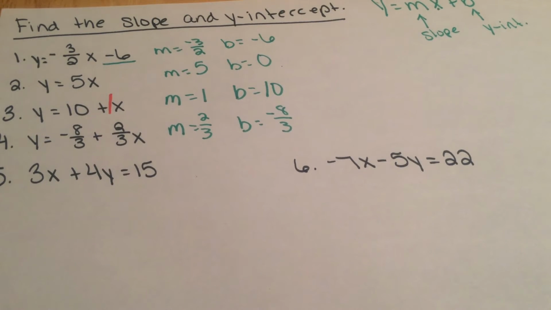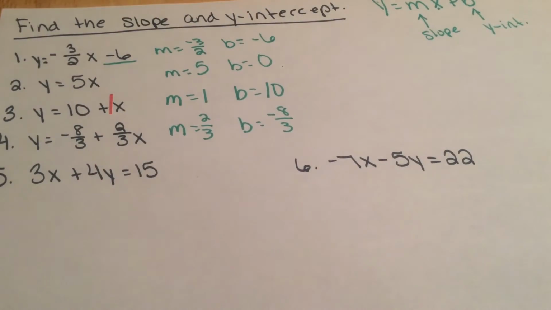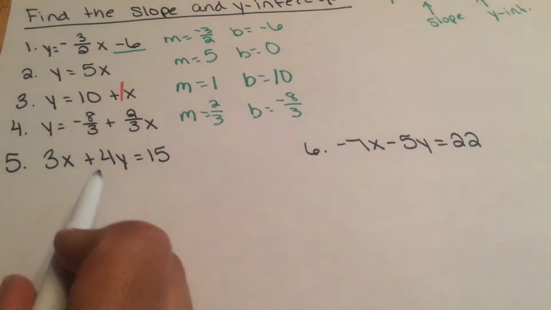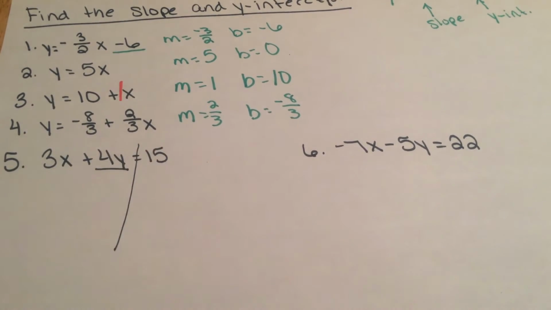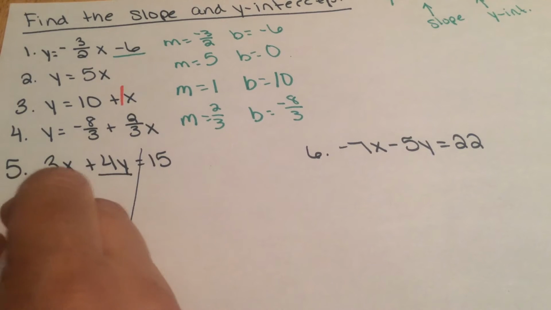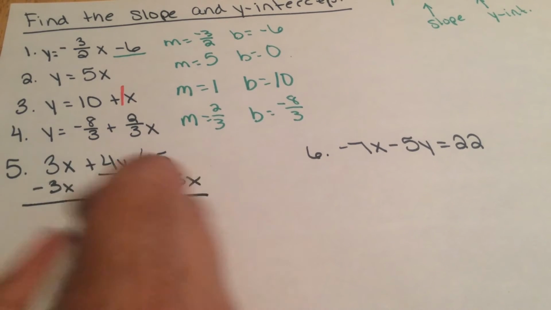Remember, slope-intercept form, when we look at that, has the y by itself. This is going to require some math. So if we want to get this y by itself, the first thing we have to do, as we're solving equations, is move that 3x. So I'm going to move the 3x by subtracting on both sides.